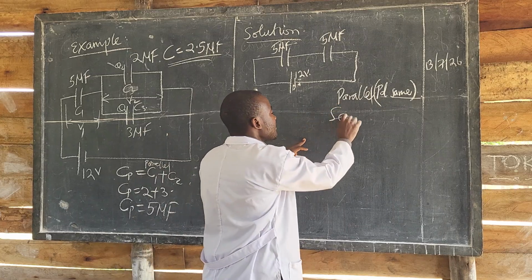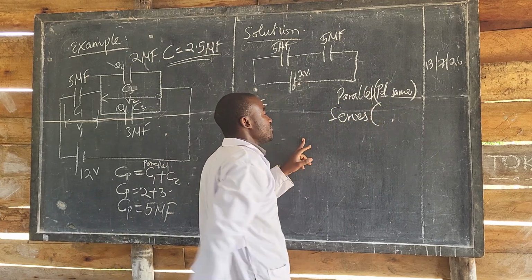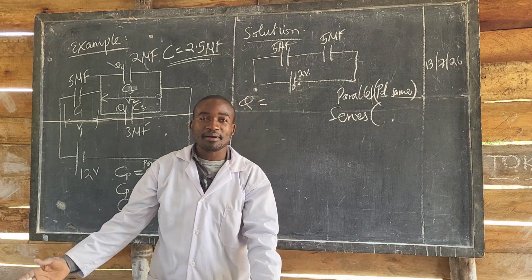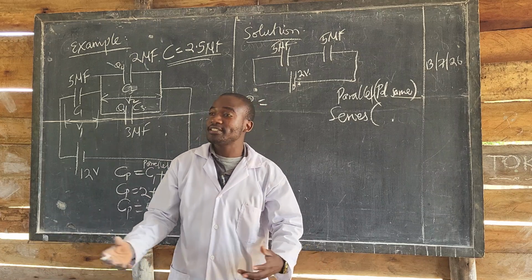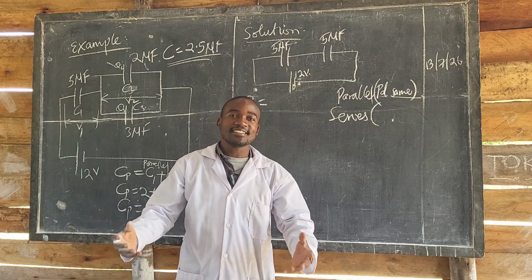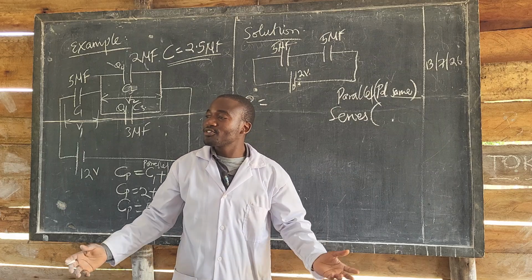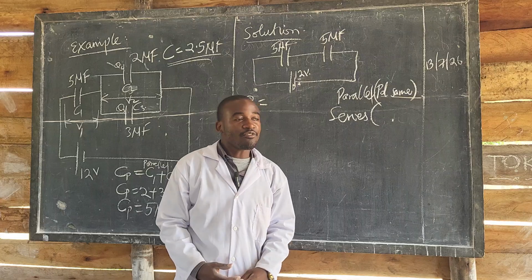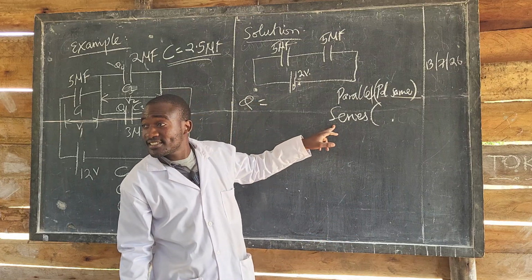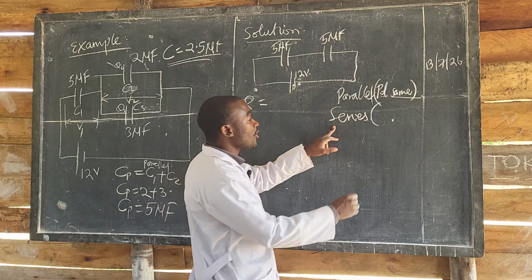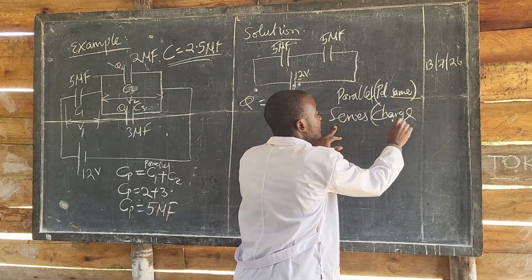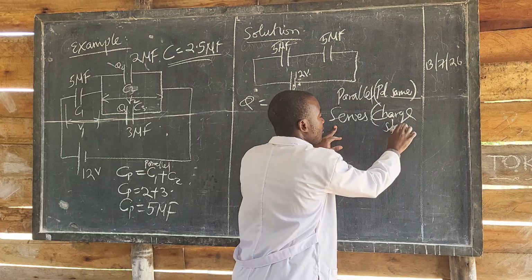Then for series, because now in pronunciation you hear it is series, but the majority here did not go to a well-grounded kindergarten, so you pronounce these words as they are. In my accent, I will say this is series arrangement. So because of the C, it is the charge that is the same. Are we together?